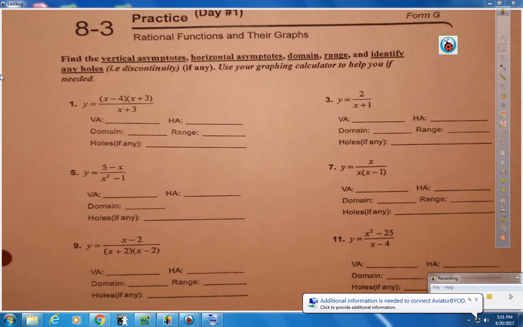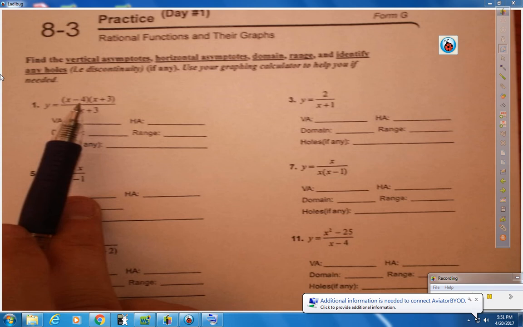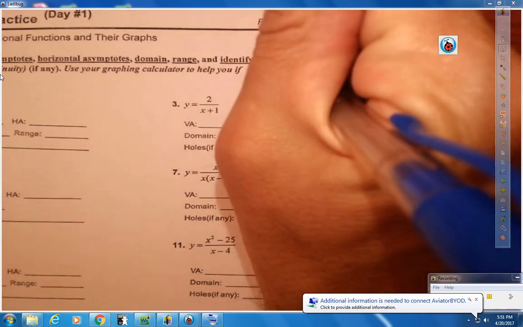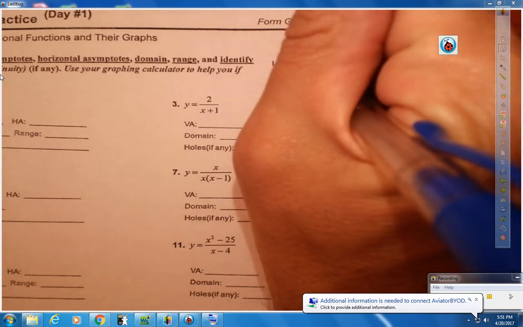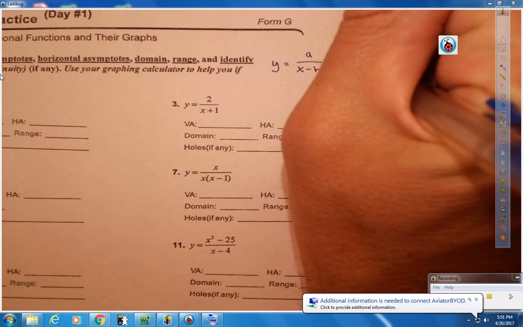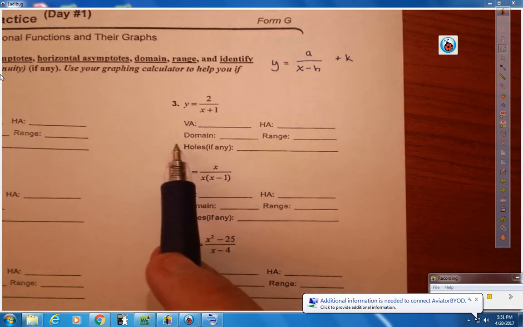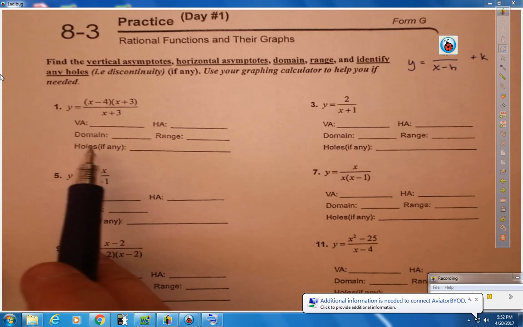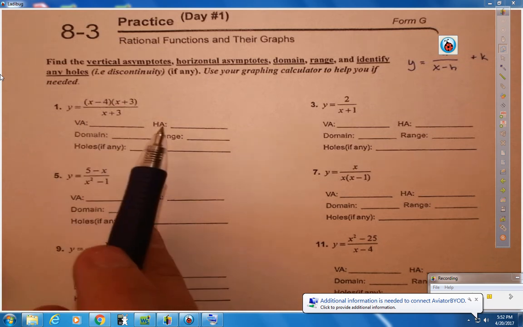Okay, so we have this function. Now this is not in the same form as the functions we looked at yesterday. If you remember the functions from yesterday, they looked like this: y equals a over x minus h, plus k. So number 3 looks a lot more like that, okay? But number 1 doesn't. So number 1, right off the bat, I'm going to tell you, does not have a vertical asymptote. It does not have a horizontal asymptote.